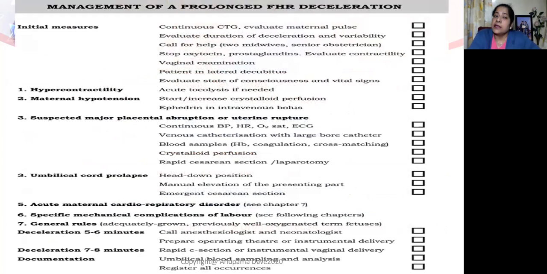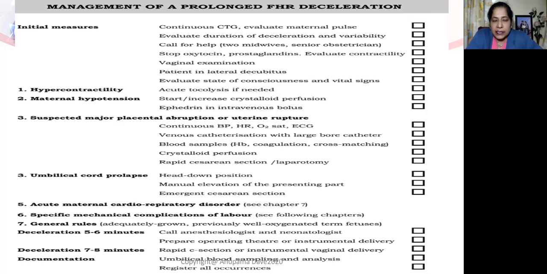So to summarize, management of a prolonged deceleration, I would like to summarize with this checklist, which we all should keep handy in case we encounter a prolonged deceleration, which requires immediate management. Continuous CTG, evaluation of maternal pulse. So these are the initial measures. Evaluate duration of deceleration, the variability, call for help, stop oxytocin, and remove prostaglandins.